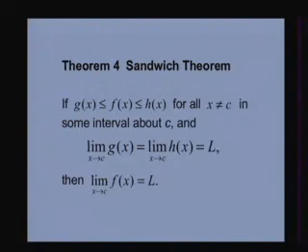Let's move on to the sandwich theorem. If the value of f is sandwiched between the values of 2 other functions, in this case g of x and h of x, for all x not equal to c, in some interval about c, and the limit of g of x as x goes to c is equal to the limit of h of x as x goes to c, and they are both equal to L, then the limit as x goes to c of f of x will have that same exact limit too, in this case, L.